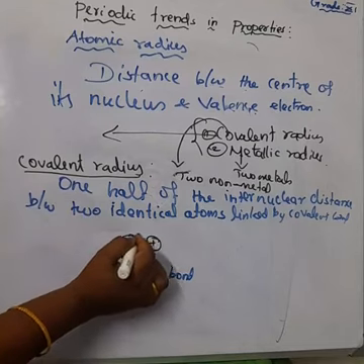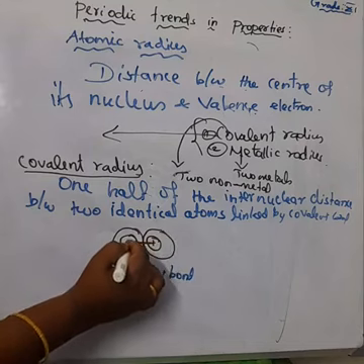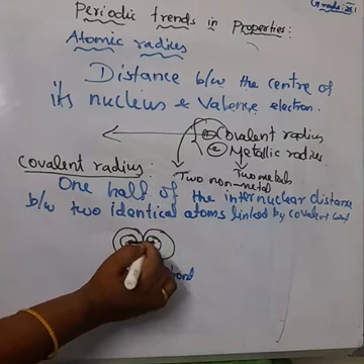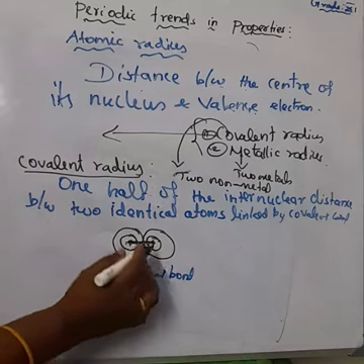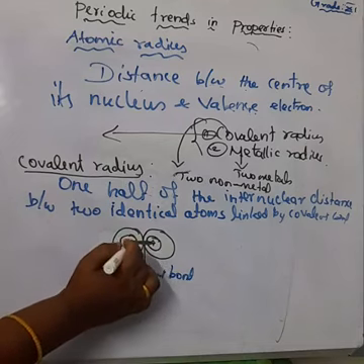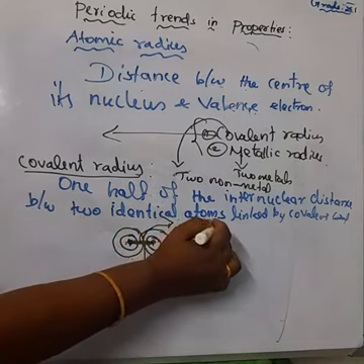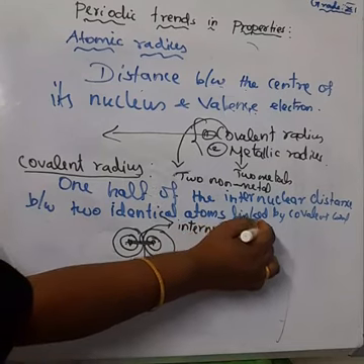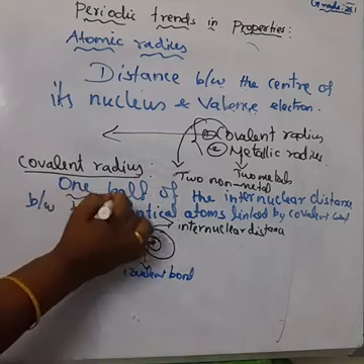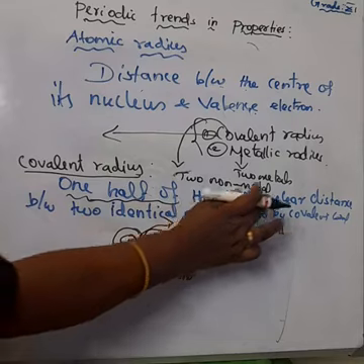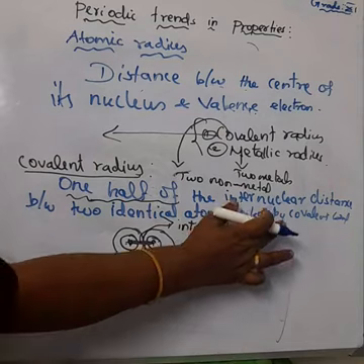What do you mean by internuclear distance? Internuclear distance is the distance between the centers of the nuclei of two atoms. That is called internuclear distance. So covalent radius is one half of the internuclear distance between two identical atoms linked together by a covalent bond.